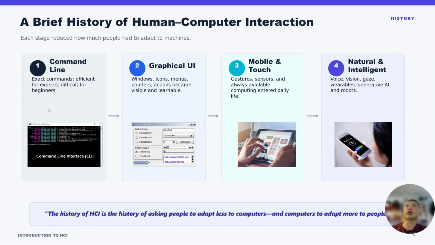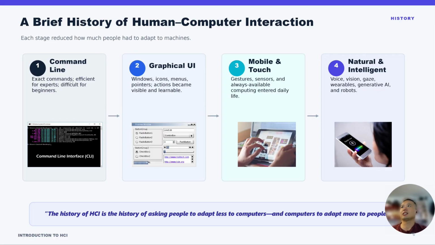A brief history of human-computer interaction, from an early age to a very advanced current stage, and a little bit in the future. Each stage reduced how much people had to adapt to machines. So in the future, the machine will adapt to the human, not the human adapt to the machine.